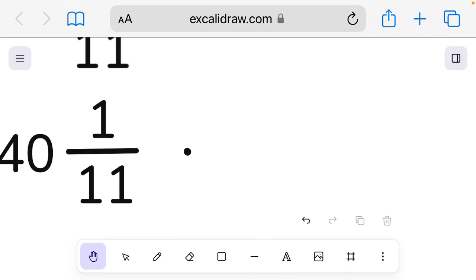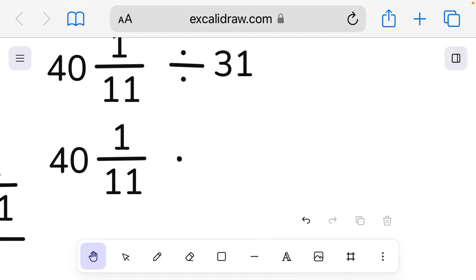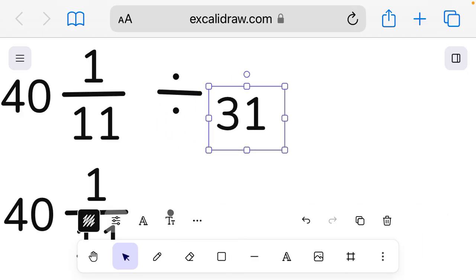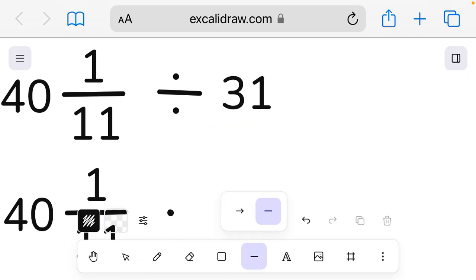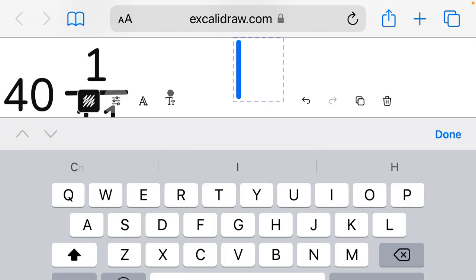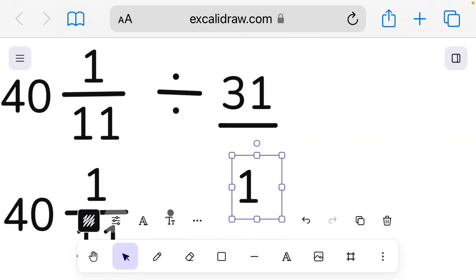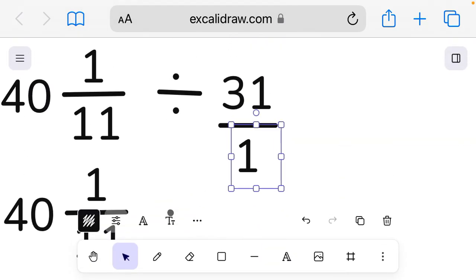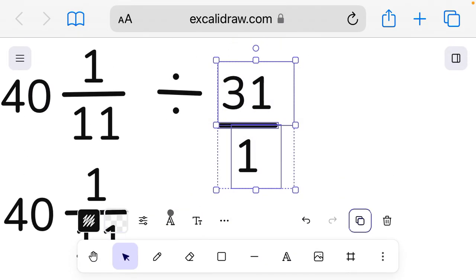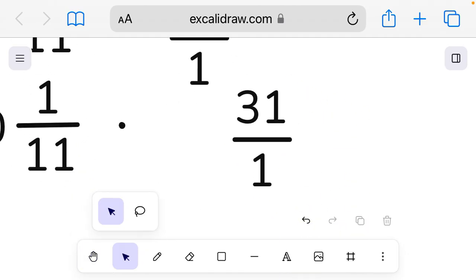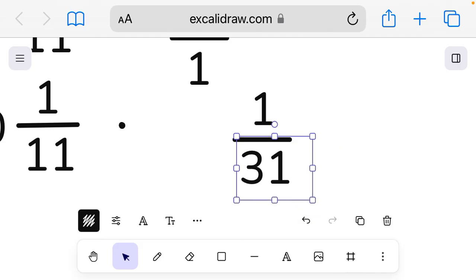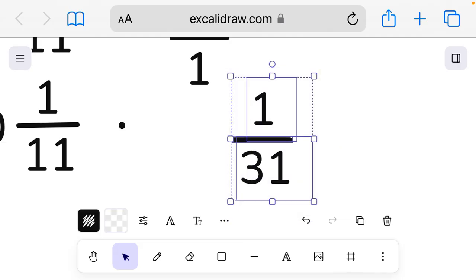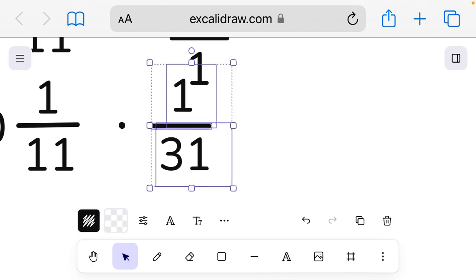I'm using a dot for multiplication, and then you flip that whole number. So if you want to flip, think of it as having a 1 under it. And then you flip it to its reciprocal. So the reciprocal of 31 is just 1 over 31. The reciprocal of any whole number is just 1 over that specific number.